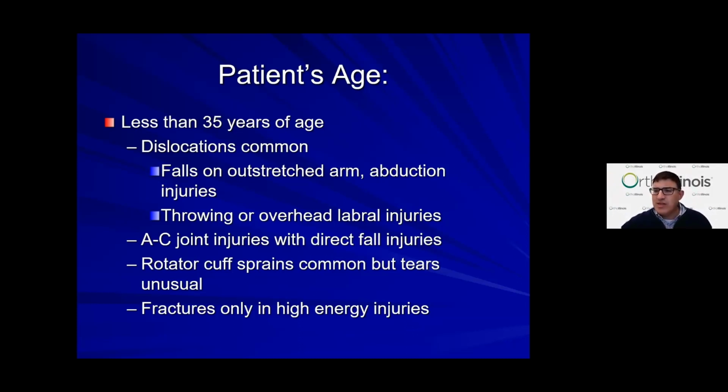Sometimes people can also tear or dislocate the shoulder through a throwing type mechanism. AC joint injury, like we spoke about, is when somebody falls directly on the tip of their shoulder. Rotator cuff sprains are common in young people, but under 35 years of age, it's very uncommon to see somebody with a complete rotator cuff tear that would require surgery. Fractures of the proximal humerus are usually more of a high energy injury. That can be a fall from a ladder, a car accident, or an industrial injury.